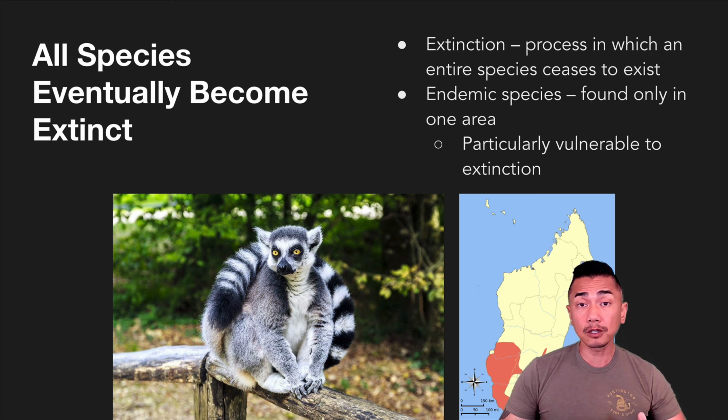We're particularly worried about endemic species. These are species that live in one place in the world and nowhere else. Because of their limited range, they are particularly vulnerable to extinction. One example is the ring-tailed lemur shown on the left. It only lives on the island of Madagascar, shown on the right.